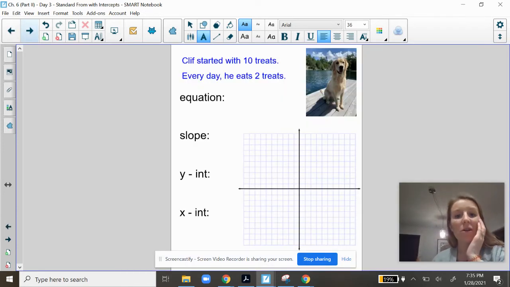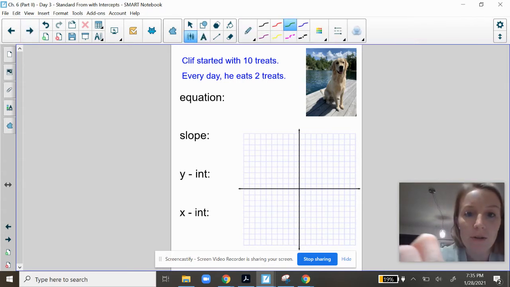So let's start with a little story about Cliff. This is my lovely dog, Cliff. And let's pretend Cliff started off with 10 treats, and every day he eats 2 treats. I want you to pause the video. I want you to think about what's the equation, what's going to be the slope, what's going to be the y-intercept, and then if you feel good, try graphing it.